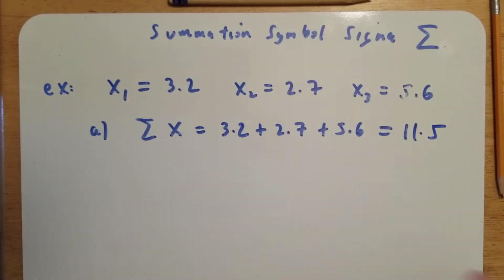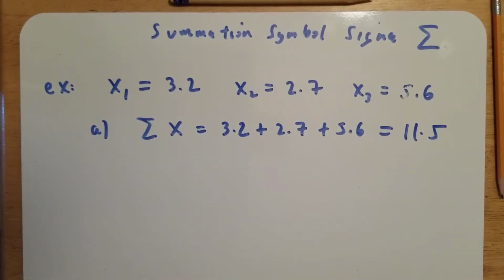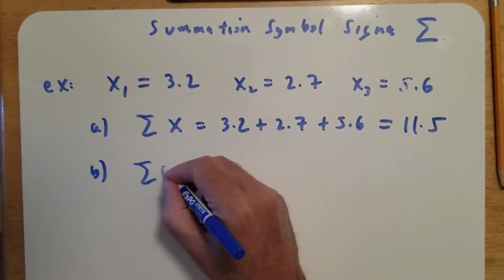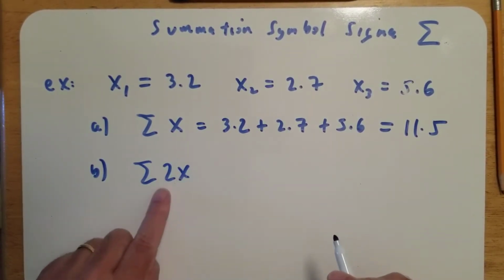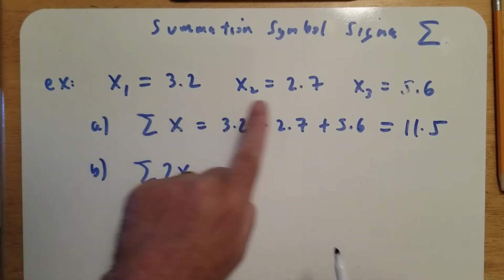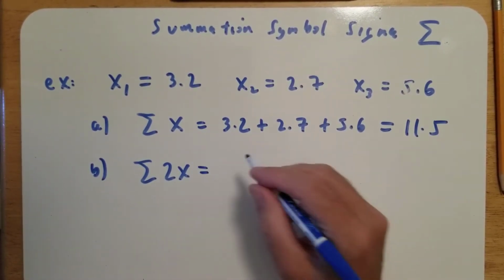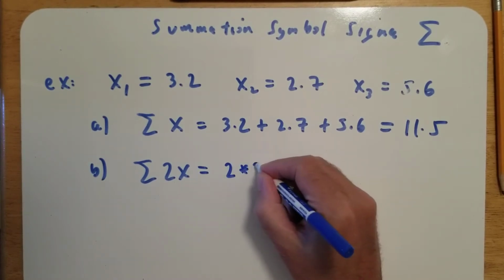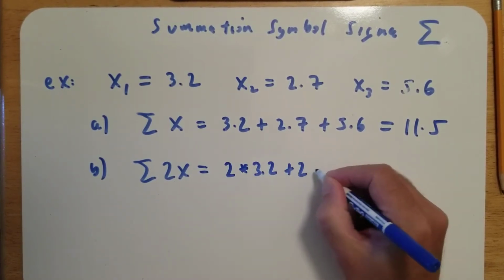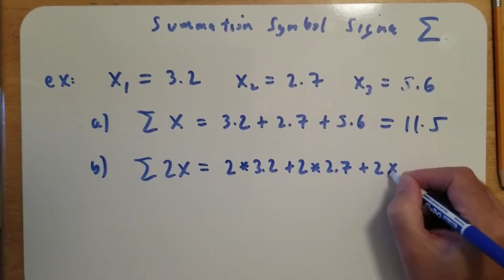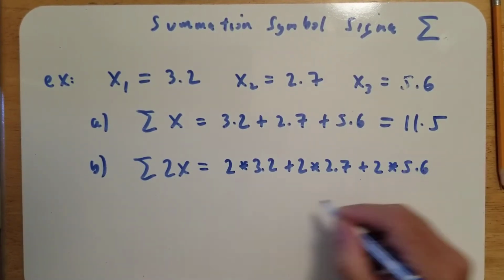Now they can have you multiply and add things a little bit. So here's another example. Suppose you were asked to add the sum of the 2x's. Well, that 2 means multiply each of these by 2 and then add them up. So the sum of the 2x's would be 2 times 3.2 plus 2 times 2.7 plus 2 times 5.6.